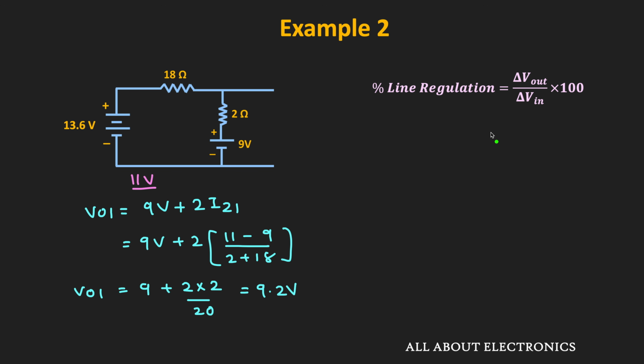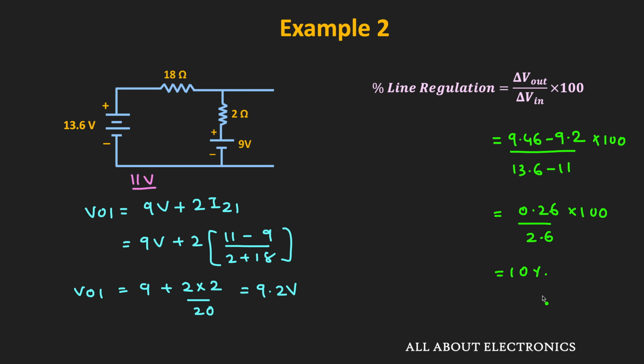So we can say that here the line regulation is equal to (9.46 volt minus 9.2 volt) divided by (13.6 volt minus 11 volt). So that is equal to 0.26 divided by 2.6 times 100, and that is equal to 10%. So we can say that for the given circuit, the line regulation is equal to 10%. As you can see, due to the Zener resistance, when the supply voltage changes, there is a significant change in the output voltage. So to minimize that, the value of the Zener resistance should be as small as possible.